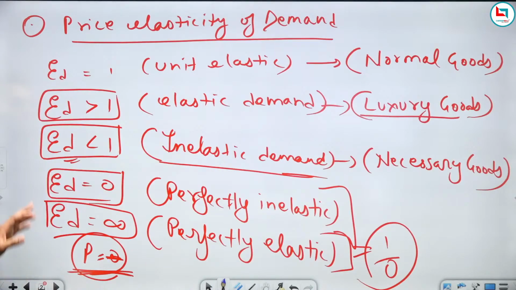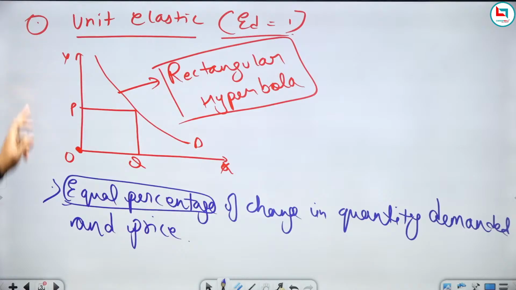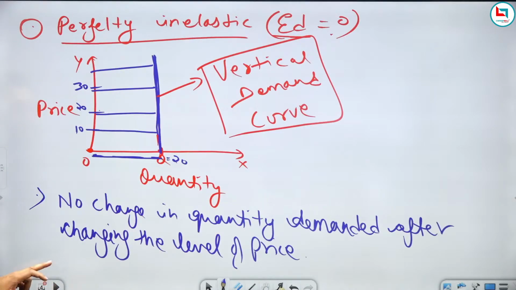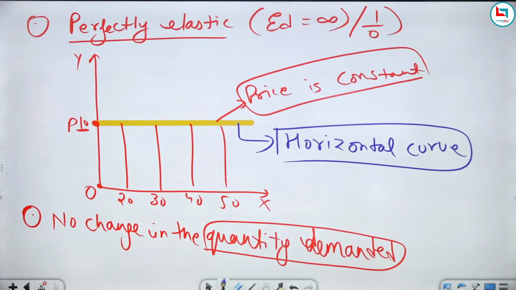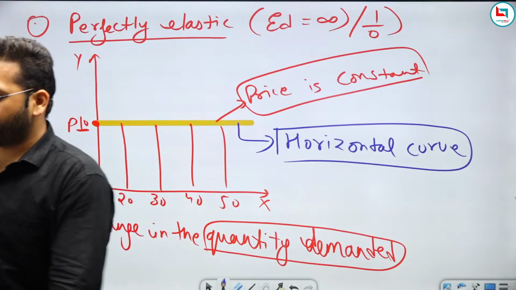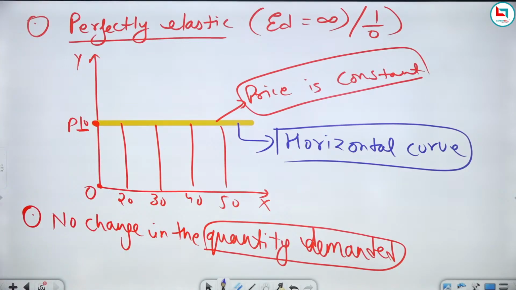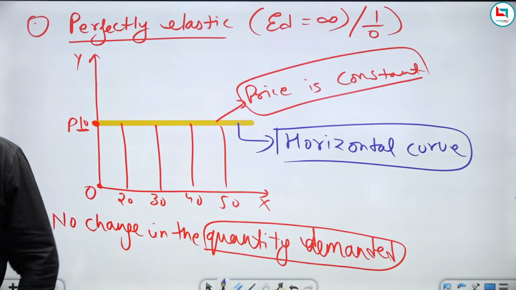So what we have just studied are these types: unit elastic, perfectly inelastic, or perfectly elastic. Just write it down fast. Am I clear to everyone or not? Just let me confirm fast.